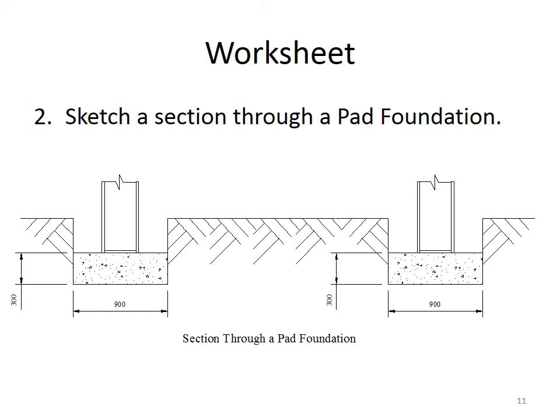Okay, so worksheet question 2. Have a go now at sketching a section through a pad foundation. So what we can see here are 2 pad foundations there for the building, and again, these would be 900mm square, and then 300mm in depth or in thickness.